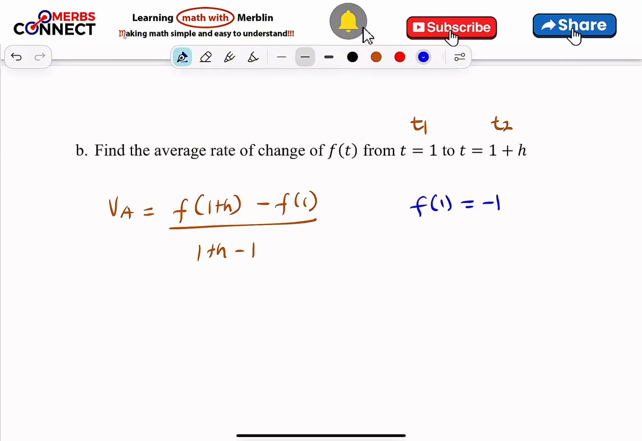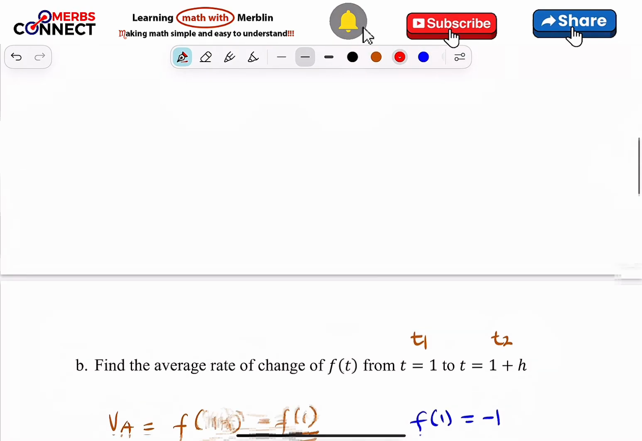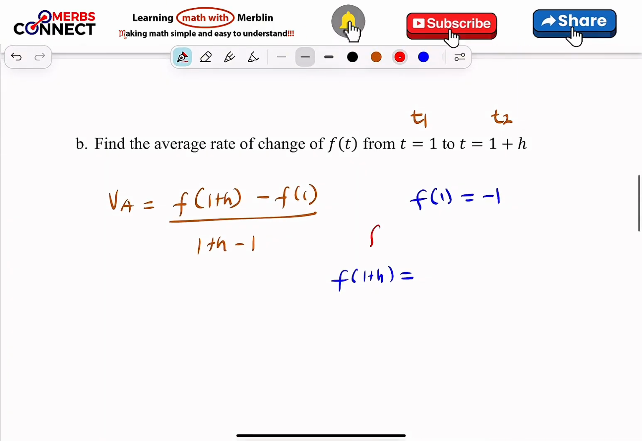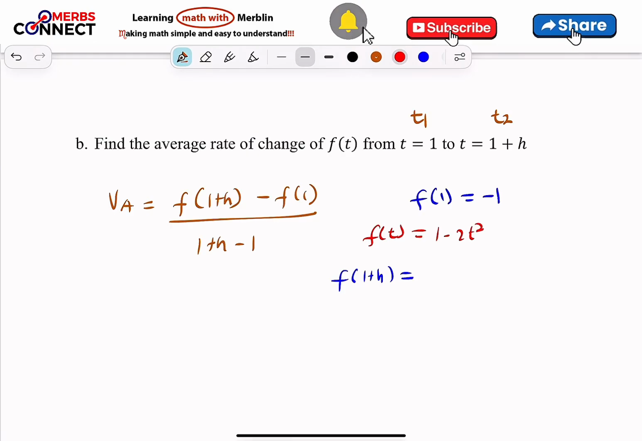So let's do that. Now f of 1 plus h is equal to, from the question we know that f of t is equal to 1 minus 2t squared. So let's try and do this.